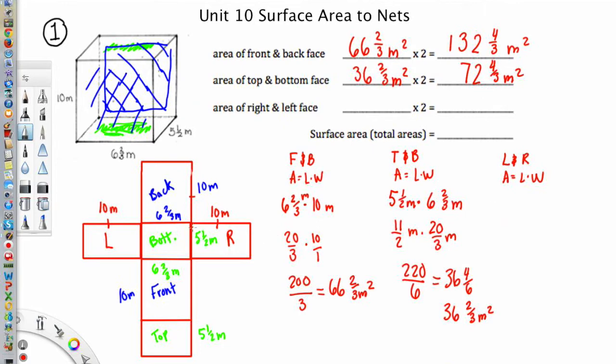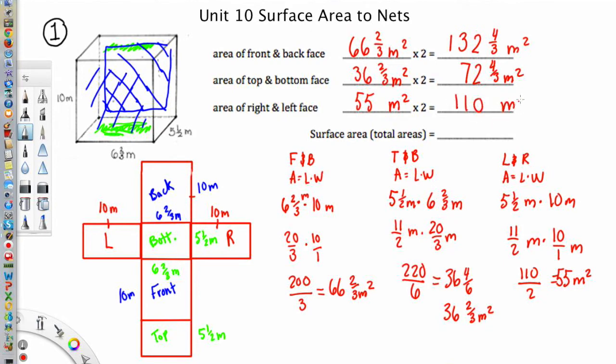Our left and right panels are both 5.5 by 10 meters. 5.5 meters times 10 meters. 5.5 becomes 11 halves times 10/1, which will give me 110/2, which will reduce to 55 meters squared. And when I double that, I will get 110 meters squared.